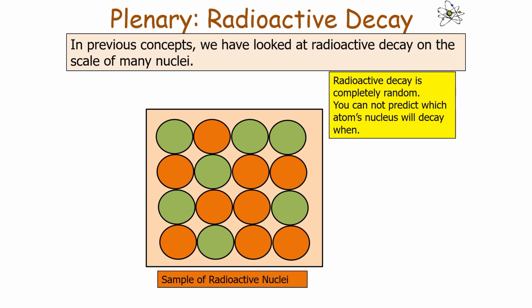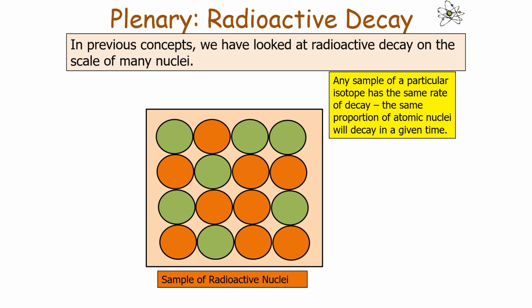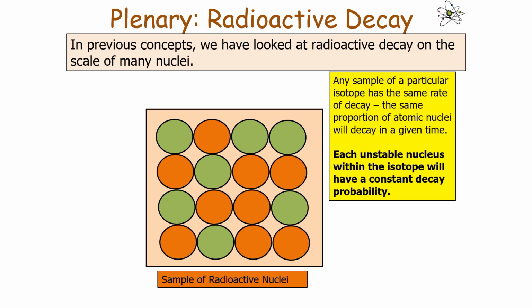Now, like mentioned before, radioactive decay is completely random. You can't predict individual behavior, so we can't predict when an atom's nucleus will decay. Now, while you cannot predict the decay of an individual nucleus, if you've got a very large number of nuclei, we can look at the overall behaviour to show a pattern. So any sample of a particular isotope has the same rate of decay. The same proportion of the atomic nuclei will decay in a given time. So each unstable nucleus within the isotope will have a constant decay probability.